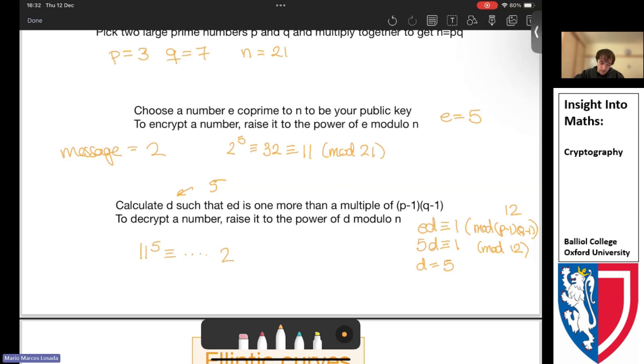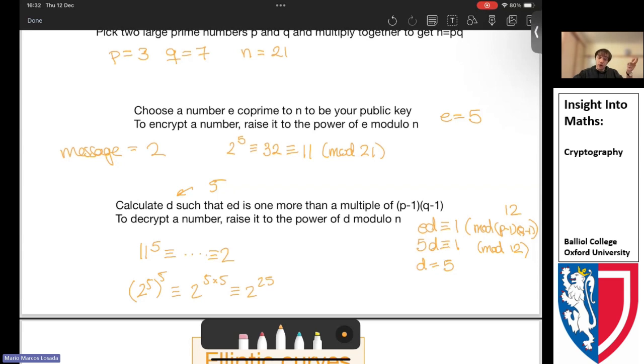Now instead of doing the computation, let's try and see mathematically why this actually works. So recall that what we did originally was take the number 2 and encrypt it, meaning we raised it to the power of 5. Now to decrypt it, we're saying that we just need to raise it to the power of 5 again. And the question is, well, why does this work? Well, it's because 2 to the power of 5 to the power of 5 again is simply 2 to the power of 5 times 5. But 5 times 5 is 25. So this is just 2 to the power of 25.